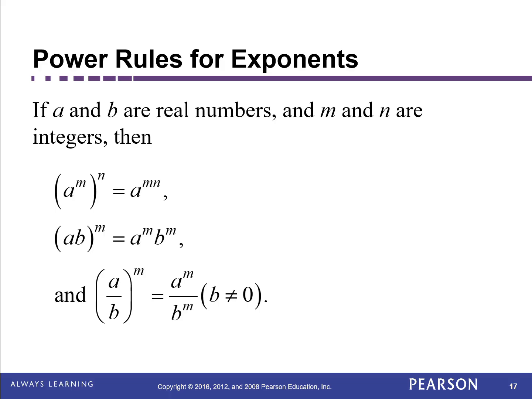Now, let's look at power rules for exponents. If a and b are real numbers and m and n are integers, then a raised to the m raised again to the n is the same thing as a raised to the m times n. Okay. If a and b are multiplied here and raised to the m, it's the same thing as a raised to the m times b raised to the m. And if I have the fraction a over b all raised to the m, that is the same thing as a raised to the m over b raised to the m, as long as b does not equal 0.